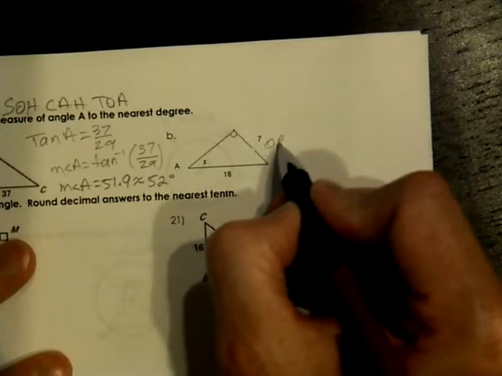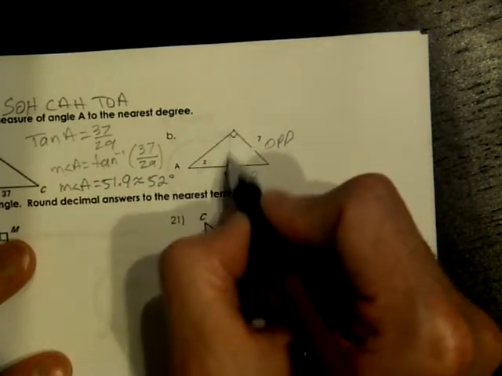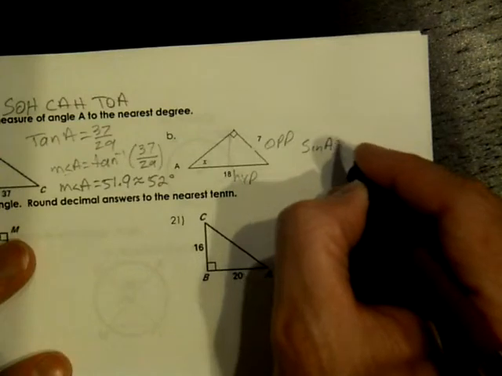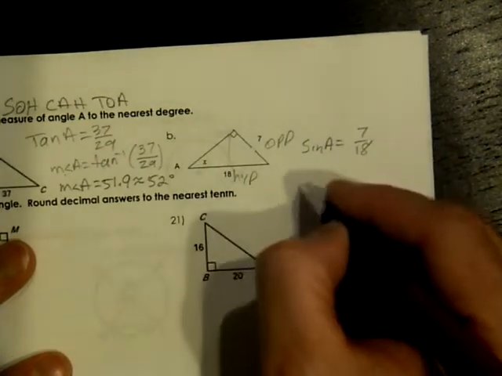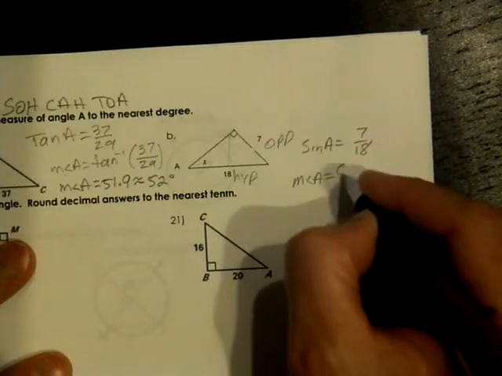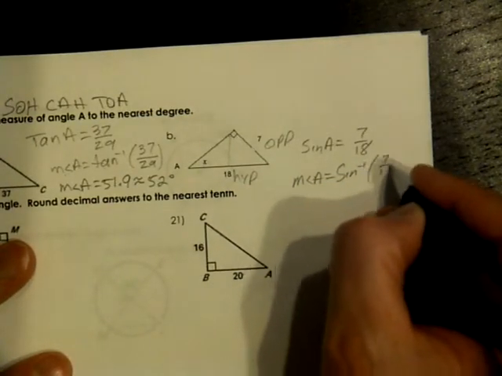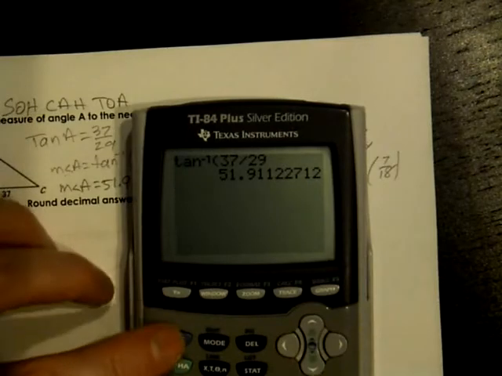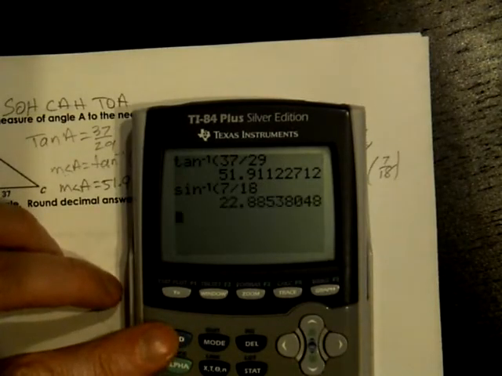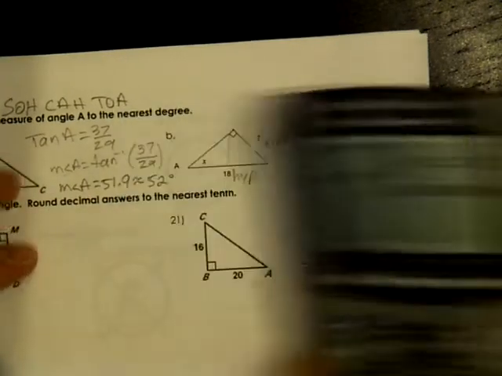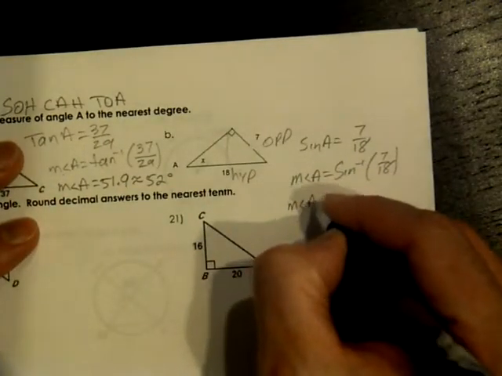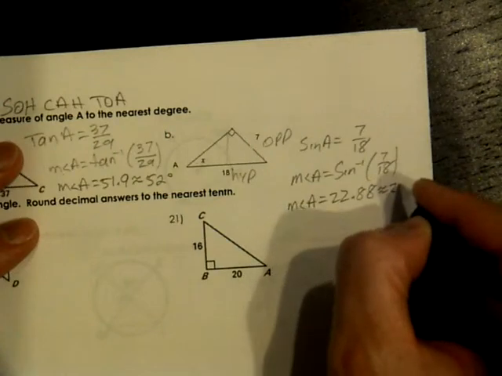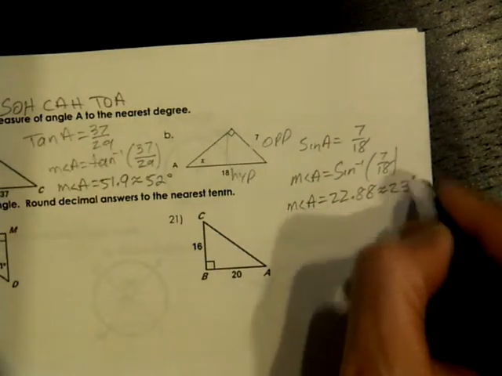Over here, this would be your opposite. This would be your hypotenuse because it's across from the 90. So that means we're going to use sine of A equals 7 over 18. So the measurement of angle A is sine inverse of 7 over 18. And that's 22.88, which is approximately 23 degrees, to the nearest degree.